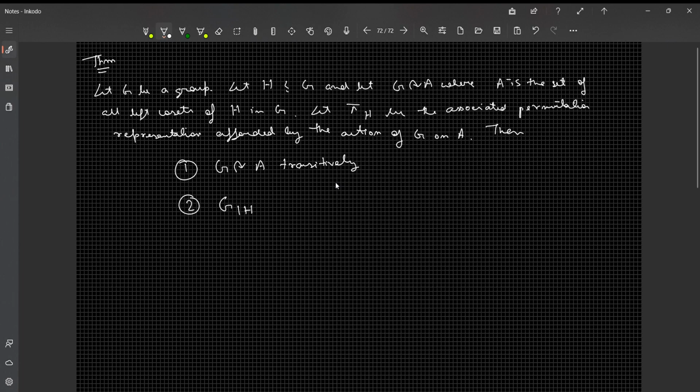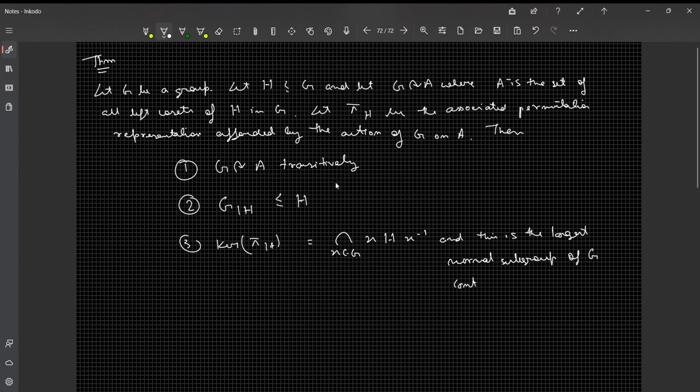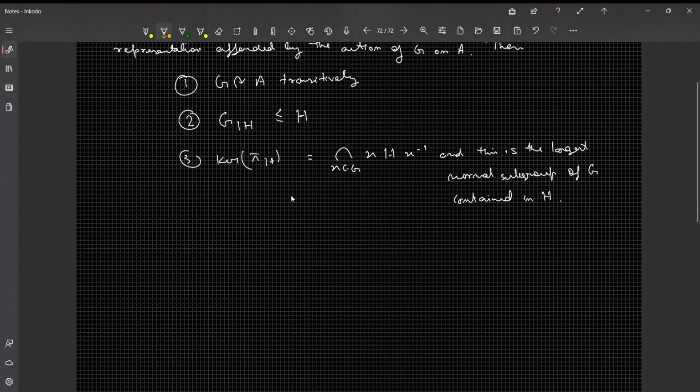Number 2, G_1H, that is the stabilizer of the element 1H, is a subgroup of H. And number 3, the kernel of the permutation representation pi H is the intersection of the elements X H X inverse, where X belongs to G. And this is the largest normal subgroup of G contained in H. Okay, so let's prove this statement. Wait a second.